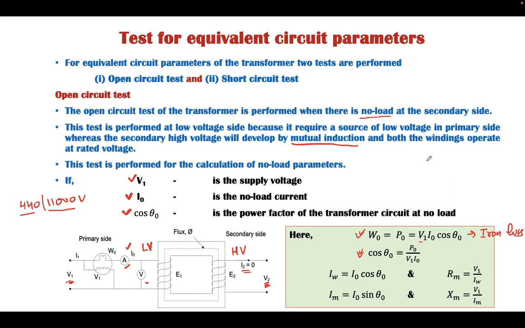Now, from the no load phasor diagram of the transformer, we know this is Im, the magnetizing component of current. This is Iw, the working component of current, which causes loss in the transformer winding. At no load, the no load current is calculated easily. This is I naught, whereas this is theta naught. Now, knowing the value of cos of theta naught and I naught, we can easily calculate Iw and Im. Iw will be equal to I naught cos of theta naught, whereas Im will be equal to I naught sin of theta naught.